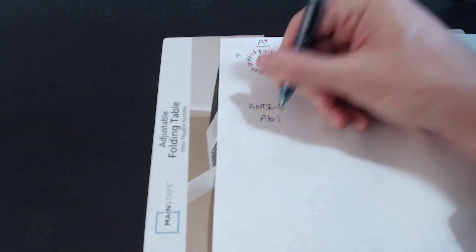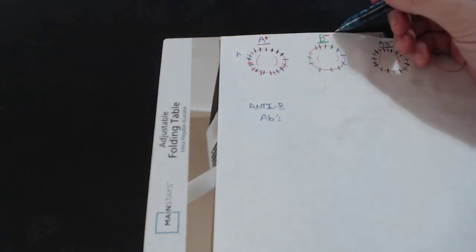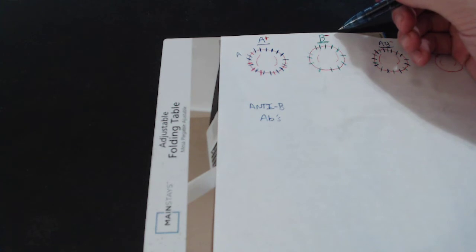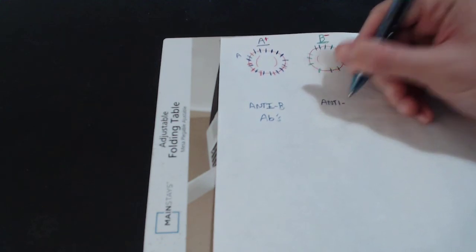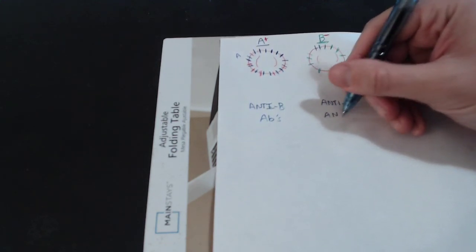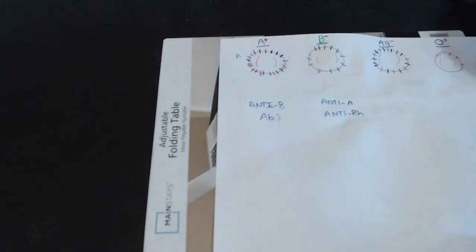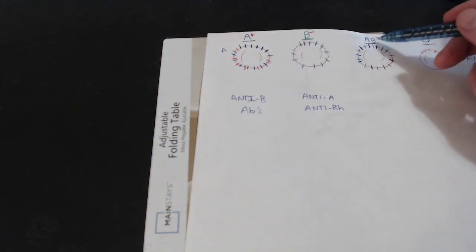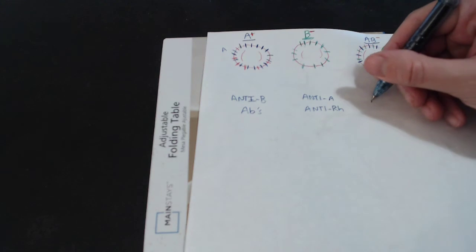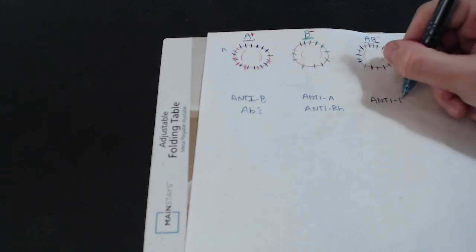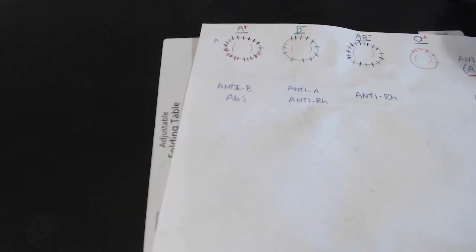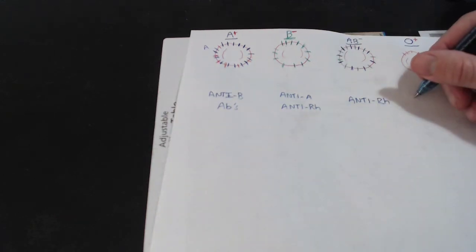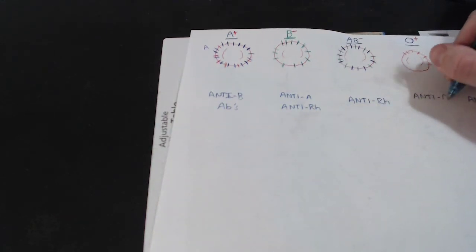Someone who is type B negative, meaning that they only have B antigens but not A or Rh antigens, will have anti-A and anti-Rh antibodies floating around in their plasma. Someone who is type AB, in which they have both A and B antigens but no Rh antigens, will have only anti-Rh antibodies. And then someone who is type O positive, in which they have the Rh antigen but no A or B, their plasma will contain both anti-A and anti-B antibodies.